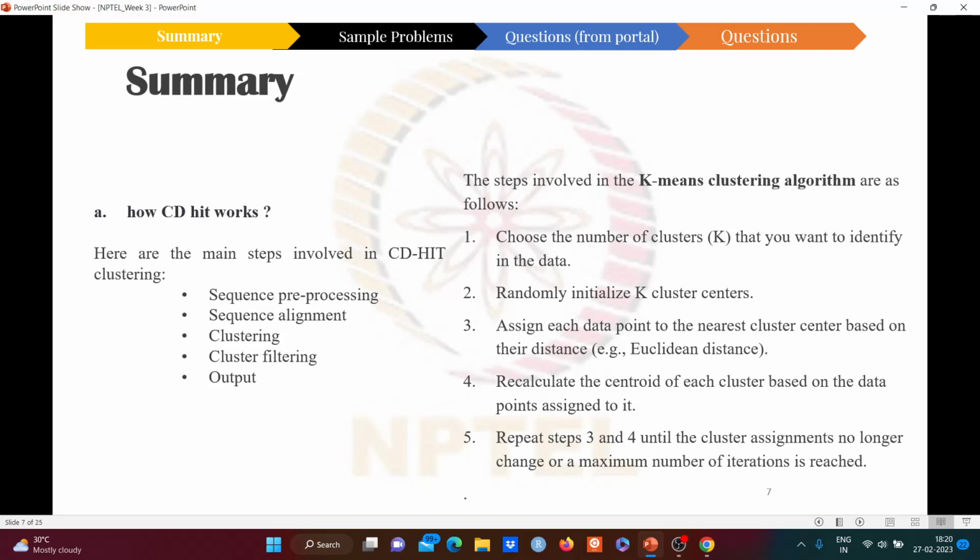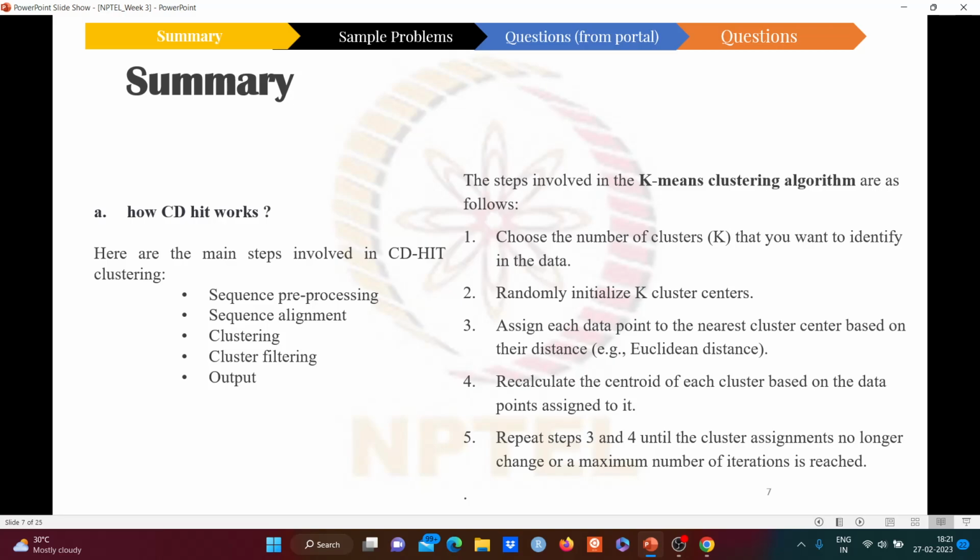Once the cluster centers are initialized, we take each data point and check to which cluster this data point is highly similar or highly identical, and then we assign this data point or sequence to that cluster. For example, Euclidean distance, Hamming distance, that is the number of changes in the sequence, the number of mutations that happened. So identity score and similarity score are used for this assigning purpose.